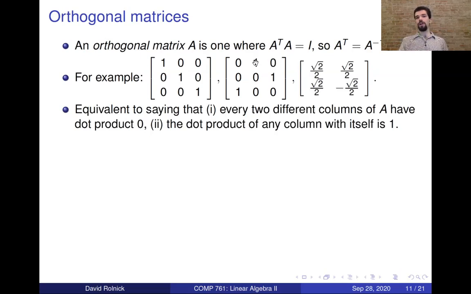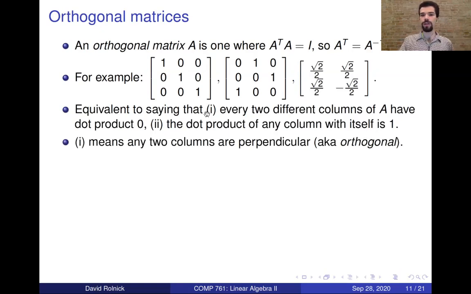Then if you look at the second column, this column dotted with this column has to be equal to 0. This column dotted with itself has to be equal to 1. This column dotted with this other column has to be equal to 0, and so on. And in general, an orthogonal matrix is saying that every two different columns have dot product 0, and if you dot a column with itself, it's 1. That's just equivalent to being an orthogonal matrix. And if you didn't get it from this picture, just write out a matrix and see what it means to multiply A transpose A.